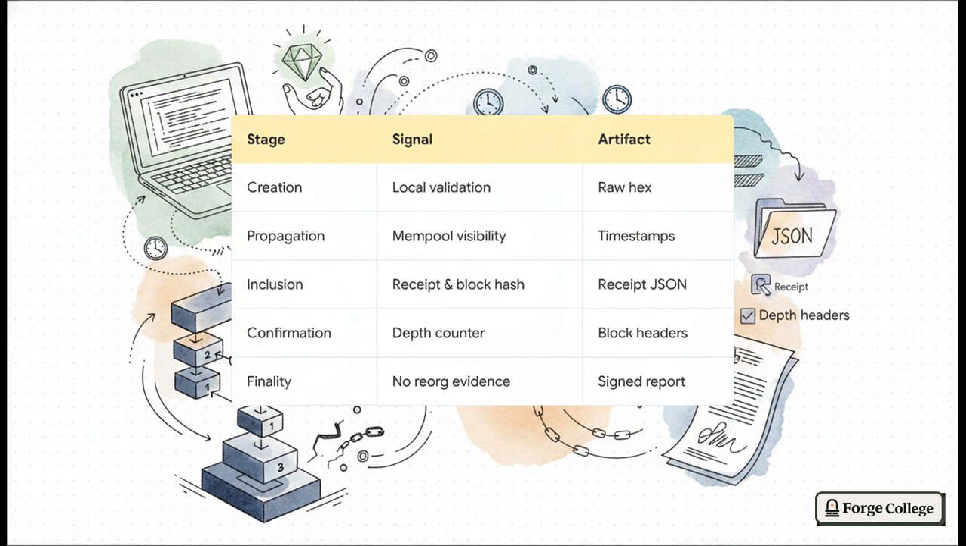At propagation, you're looking for mempool visibility, proven by timestamps from peer nodes. Inclusion needs the receipt and block hash, proven by saving the actual receipt JSON. Confirmation requires you to watch the depth counter and save block headers. And finally, finality demands zero evidence of a reorganization, proven with a signed report. You literally need all of these to pass.